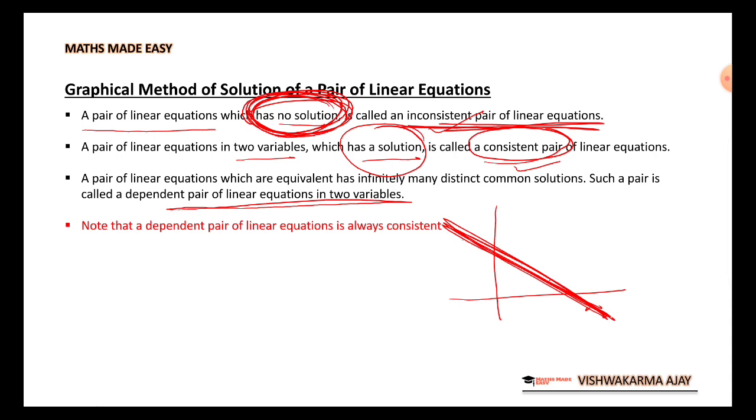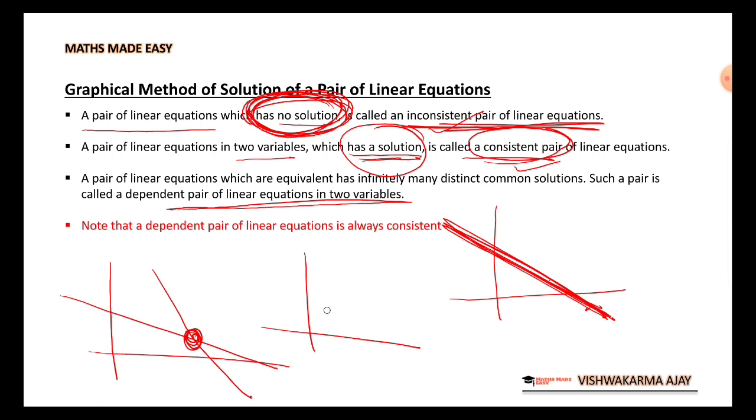But how about the other two cases? Let's see this one which has a solution. Okay, this is my graph and this is another graph. This intersection point is called the solution. If the two lines intersect, it has a solution and it is a consistent pair. And if the lines are not meeting each other, let's say these are two straight lines and they are never meeting each other, they are only parallel. So in this case, this has no solution.